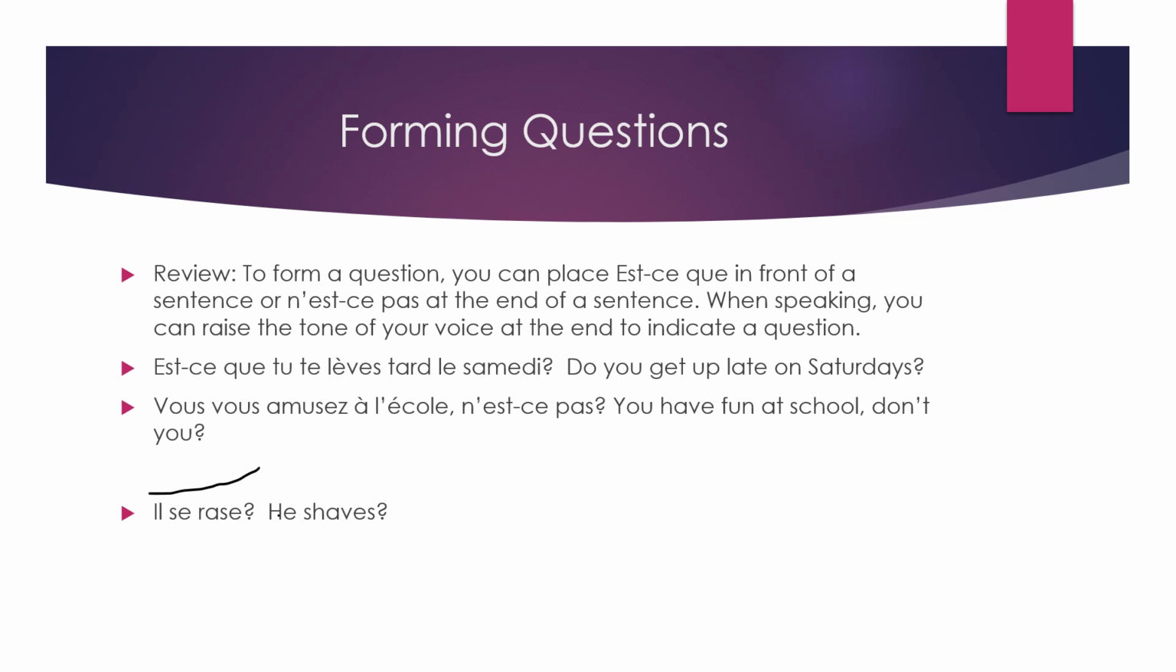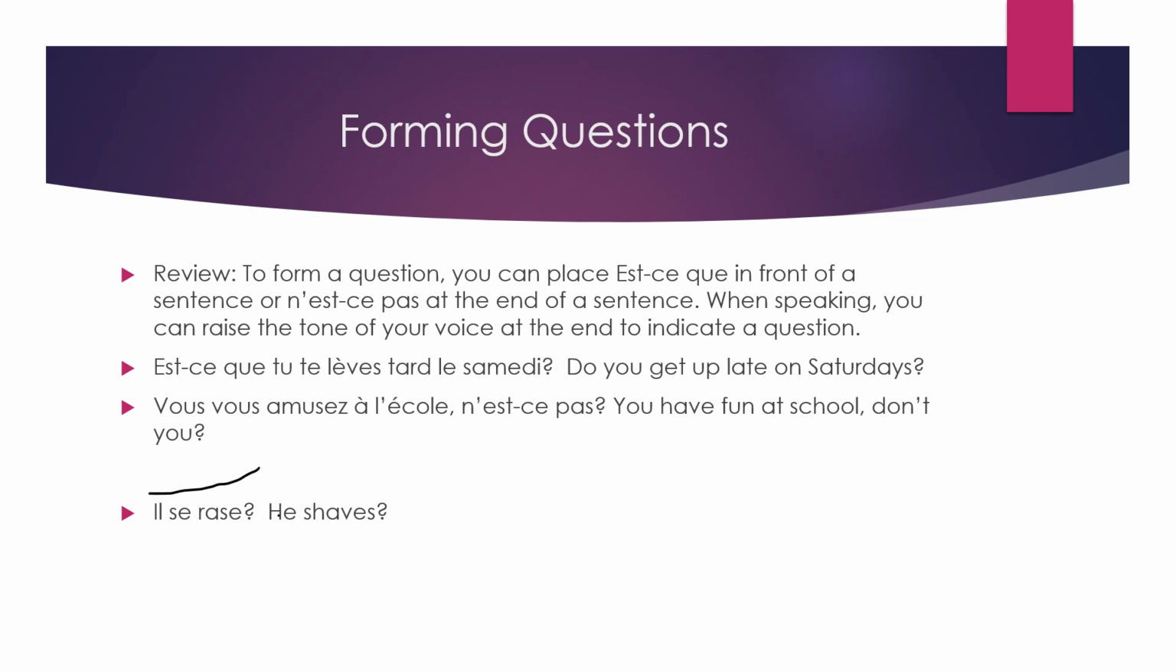All right, and finally we have forming questions. So just to review, to form a question, one way is to put est-ce que in front of a sentence. A second way would be to put n'est-ce pas at the end of a sentence. That's like us saying, you know, right at the end, or it's what we call a tag question. Or when you're speaking, you can raise the tone of your voice at the end to indicate that it's a question. So we have these examples here.